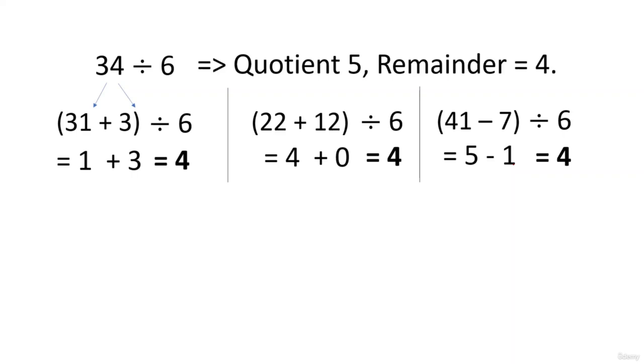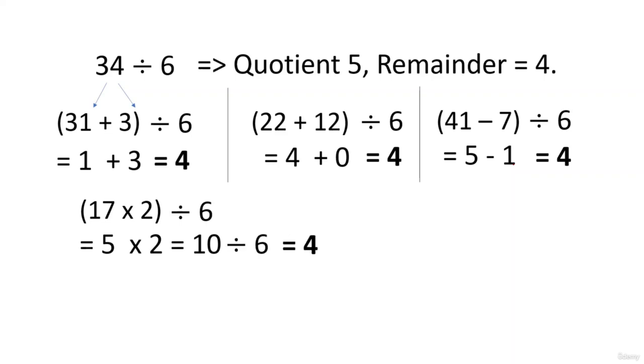Let's see further. Now this same 34, I split as 17 into 2, right? The remainder of 17 with 6 will basically be 5, and the remainder of 2 with 6 will be 2 itself, right? 2 is a number less than 6. Now 5 into 2, the product of these remainders, is 10. Now again divide 10 by 6, what remainder comes? 4, right? So here I broke 34 in the form of a product. So if I write the number in the form of a product, the remainders also become a product. You can observe 5 into 2 gives you 10, which on further dividing gives you the same remainder, which was earlier 4, right?